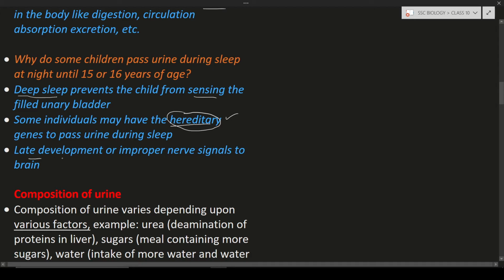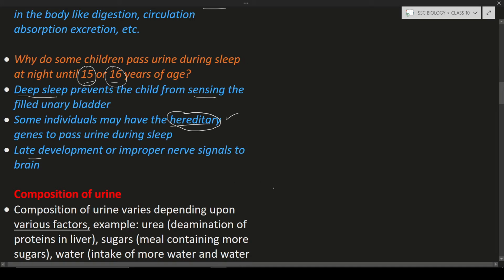Okay, next is the late development or improper nerve signals to the brain. When they are in deep sleep, or in some deeply busy condition, the nervous system is not properly developed. This improper development of the nervous system causes urine to be released at night time or during sleep. Especially, a few children do not have control over urine until around 15 to 16 years of age, though only very few.